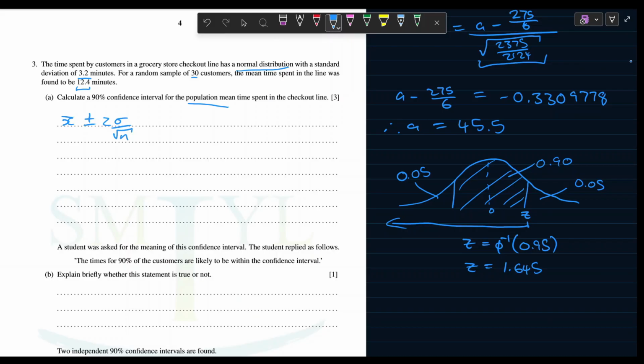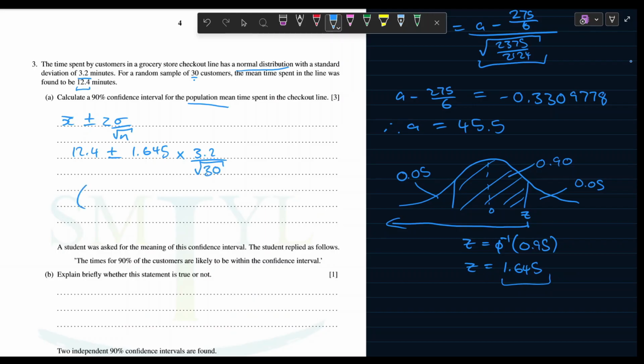Okay. So now we have everything we need to be able to calculate our 90% confidence interval. So it's going to be our sample mean, which we said is 12.4, plus or minus z, which is 1.645, times our sigma, 3.2, divided by the square root of n, which is 30.